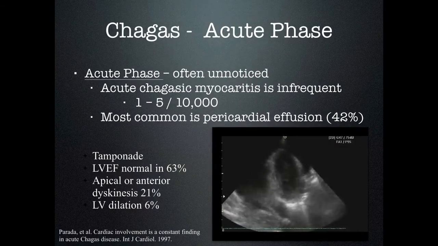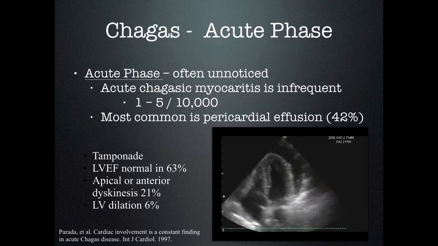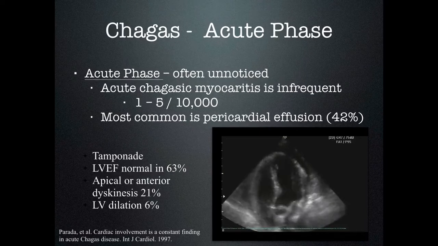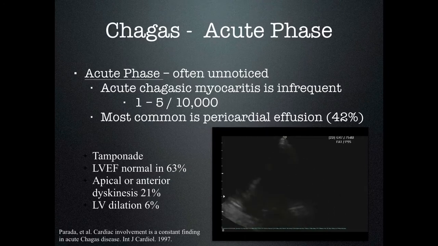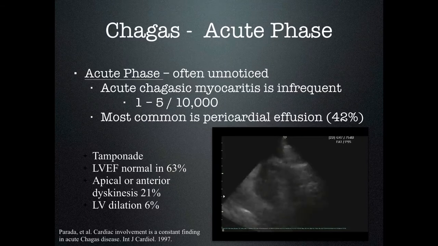The acute phase of Chagas is often unnoticed, and Chagastic myocarditis is infrequent, affecting only 1 to 5 in 10,000 people. When it does affect the heart, acute Chagas most often leads to a pericardial effusion. This occurs about 42% of the time. The pericardial effusion may be large and often leads to tamponade.